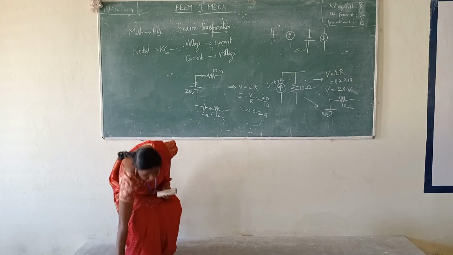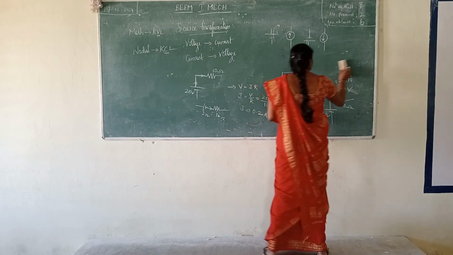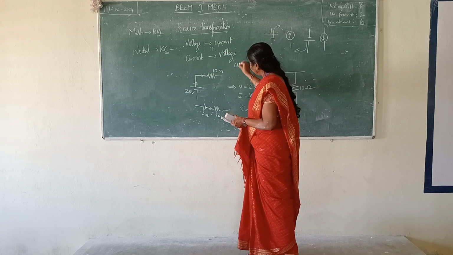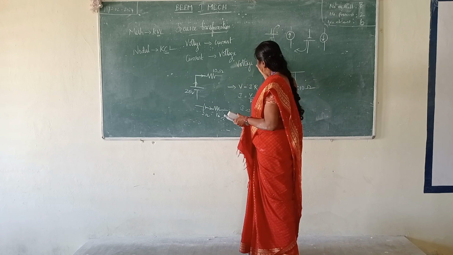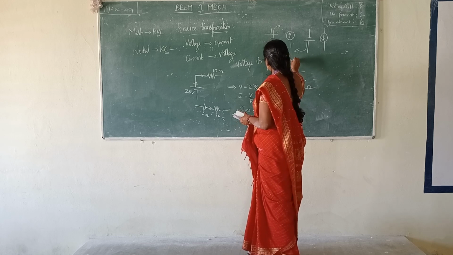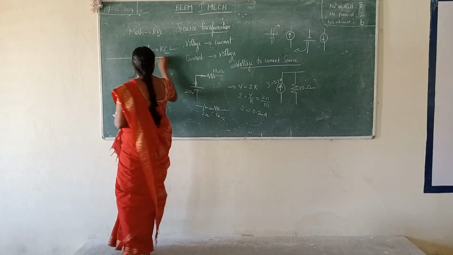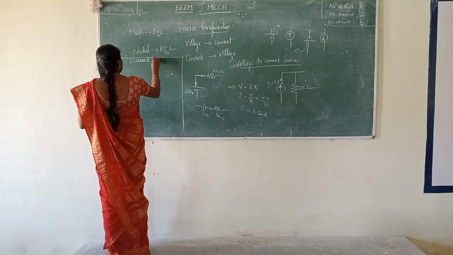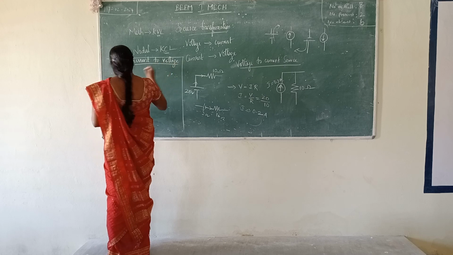Clear, copy it down. First you copy this. For the heading, write voltage to current source conversion. And down, you write current to voltage conversion. Take it down.